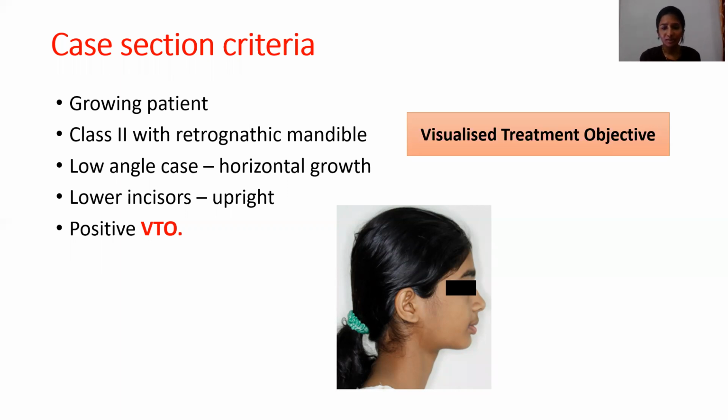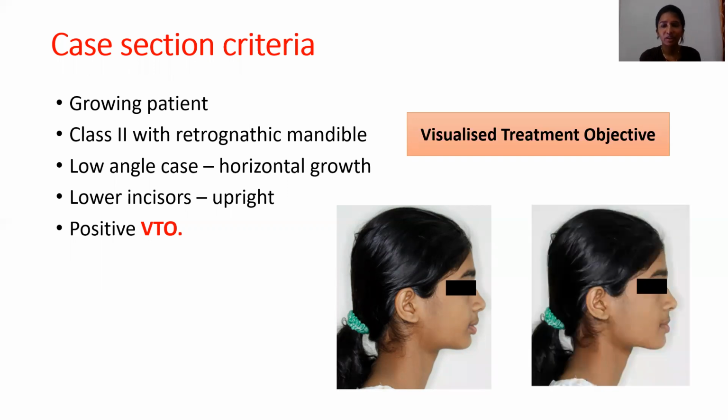Now the patient is in a normal, relaxed position. Now you will have to ask the patient to advance the mandible forward and then bite, as you can see in the second picture. And when the patient advances and bites, you have to see whether the profile of the patient is improving. Now, as you can see in this second picture, the patient looks better than in the first picture. It simply means that the VTO is positive.